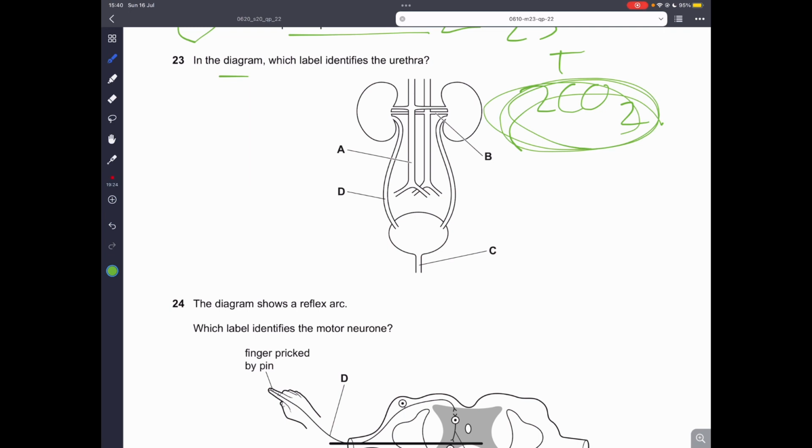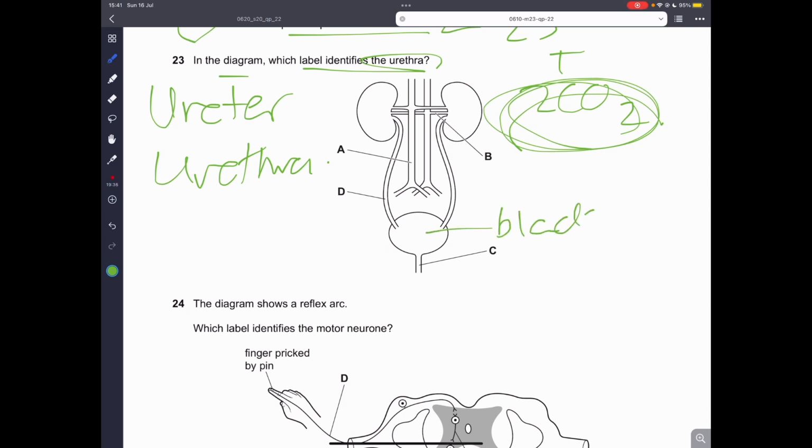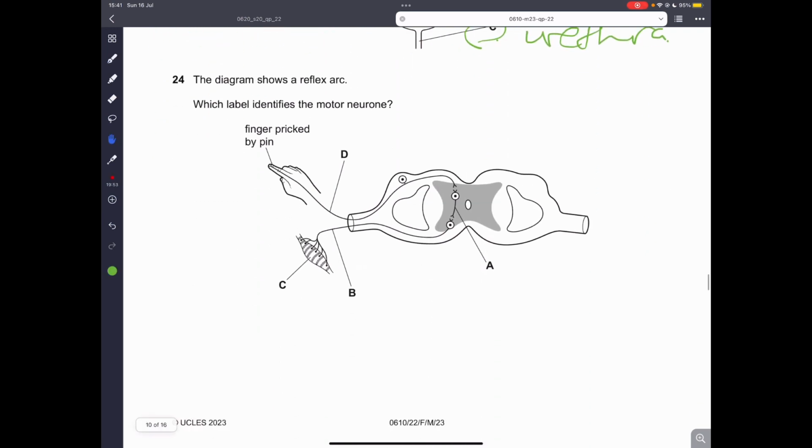In the diagram, which label identifies the urethra? Now people really often confuse ureter and urethra. The urethra is connected to the bladder. This is the bladder. So C is actually the urethra. And then the pipes that are leading to the bladder are actually called the ureters, which is this D one. So in here it asks you the urethra, therefore C is the correct answer.